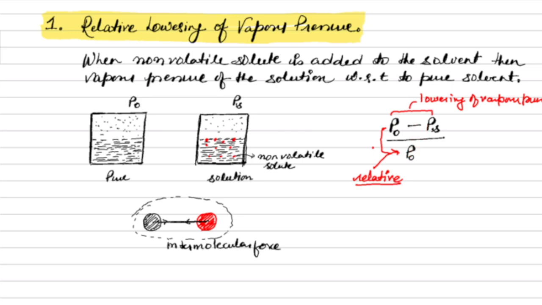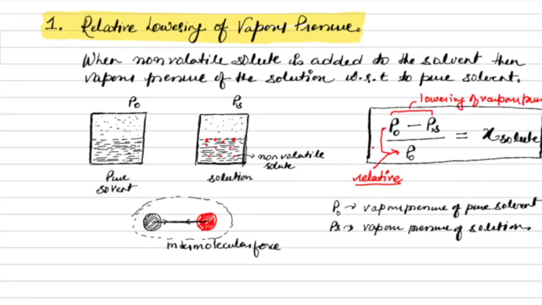And it turns out to be, as colligative properties are only dependent on the number of solute particles, equal to the mole fraction of solute. So here is the first colligative property. What this formula says is that the relative lowering of vapor pressure will be equal to the mole fraction of the solute, or the number of particles of solute.